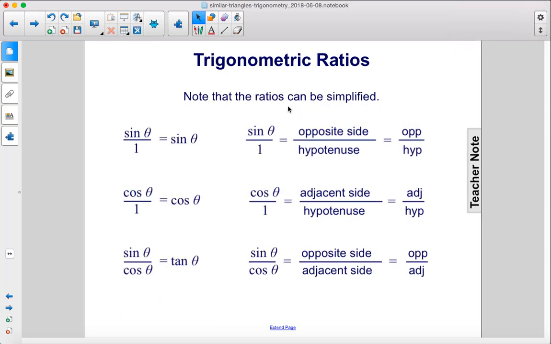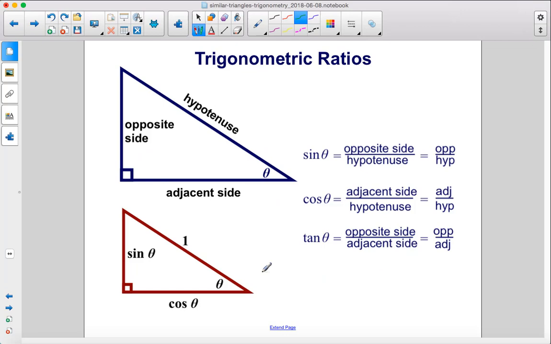Note that the ratios can be simplified. So here we have sine theta over 1 equals sine theta, cosine theta over 1 equals cosine theta, sine theta over cosine theta equals tan theta. Here we have sine theta over 1 equals opposite side over the hypotenuse, which equals opposite over hypotenuse. Cosine theta over 1 equals adjacent side over hypotenuse, which equals adjacent over hypotenuse. And sine theta over cosine theta equals opposite side over adjacent side, opposite over adjacent.